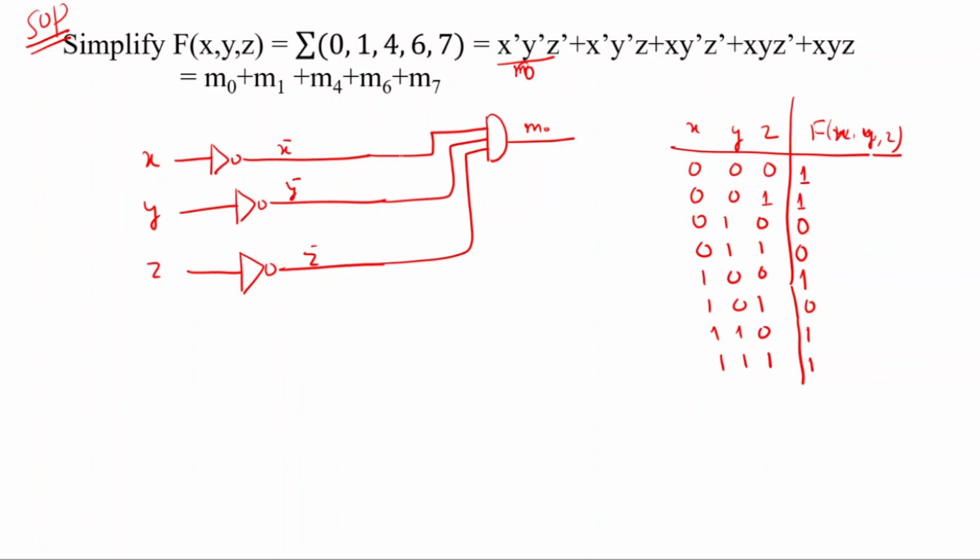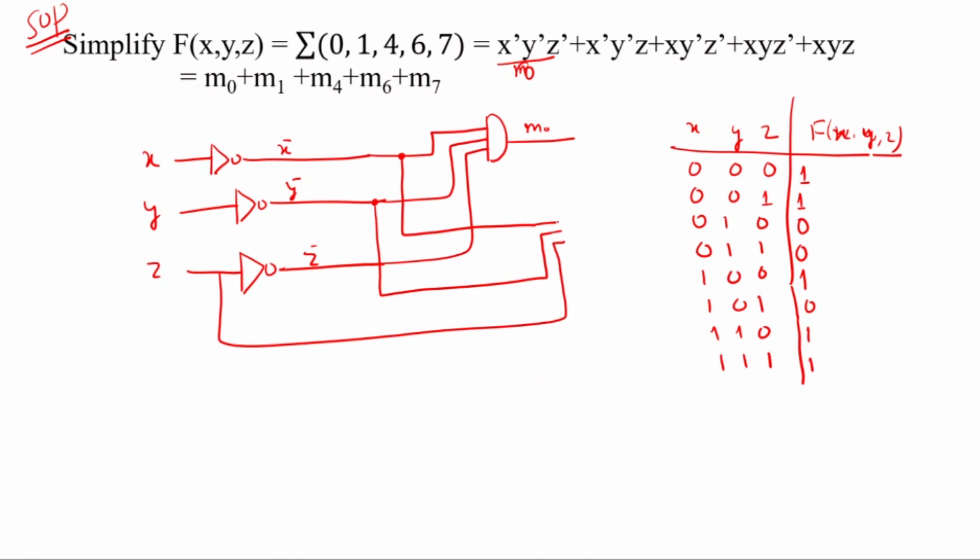So here x complement is taken from here, y complement is taken from here, and third is z, taken from here. Then all three are connected using a single AND gate. This represents a min term, that is 0 0 1, meaning that is m1. This is the min term corresponding to m1.